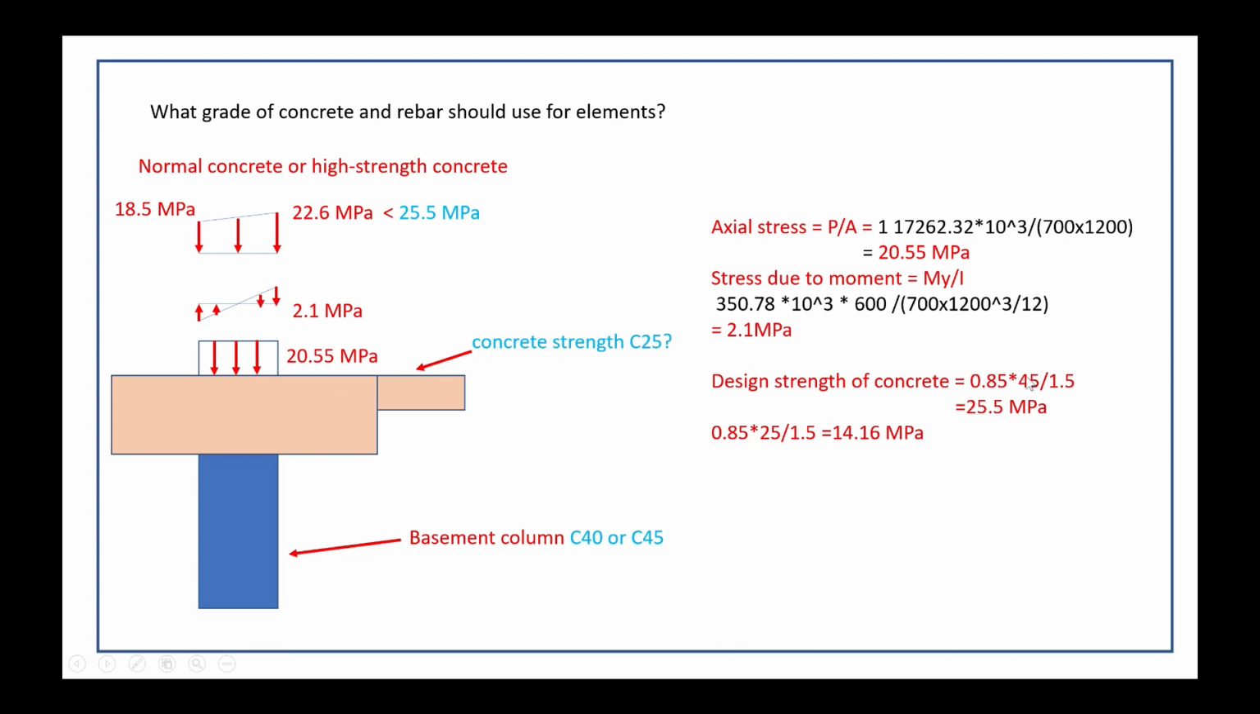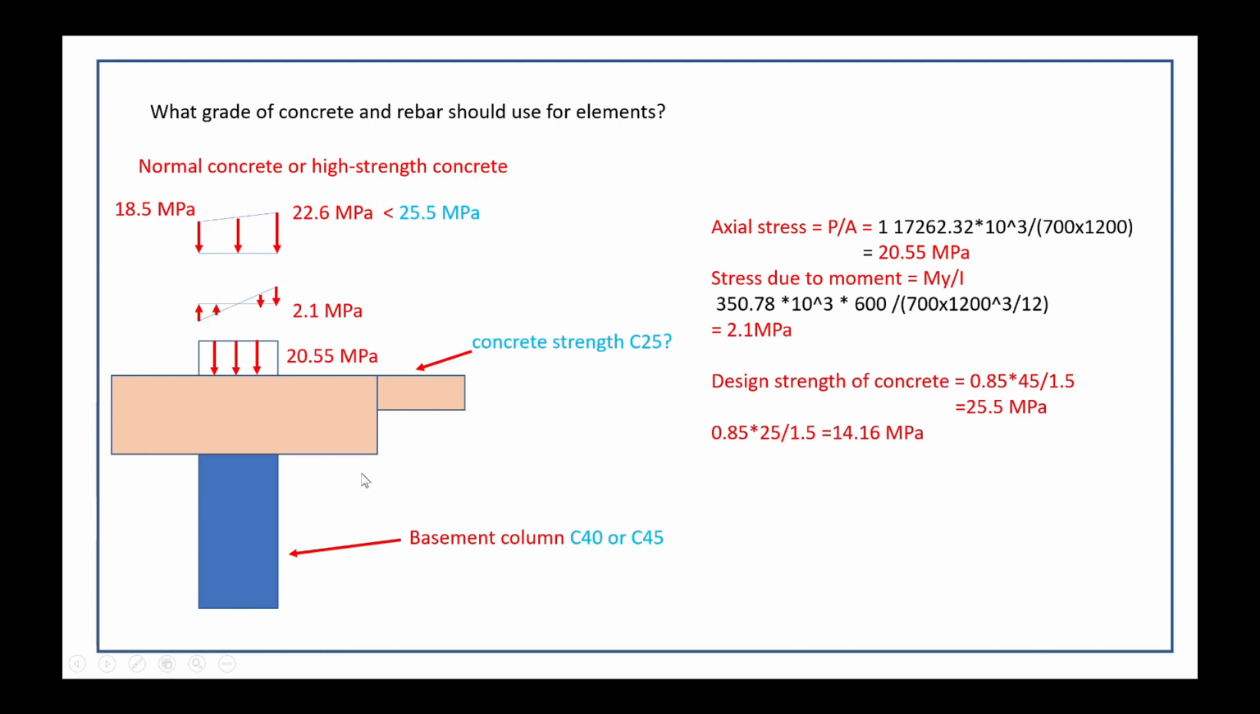Now let's change from 45 to 25. It is equal to 0.85 multiplied by 25 over 1.5, which is equal to 14.16 megapascal. If you compare it with the applied stress, the stress is greater than the design strength of the concrete in this joint between the column and slab. So this joint will be crushed because of the overstress.